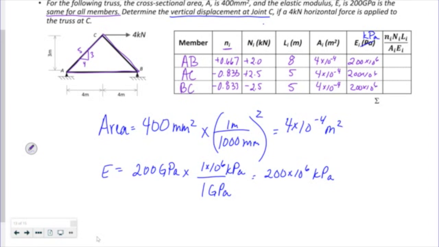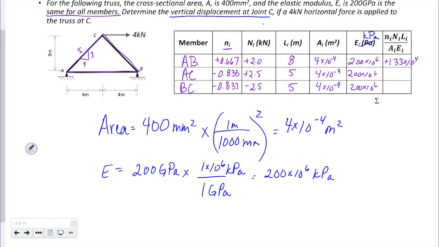So let's see, for each member, I get to calculate the contribution of that member to the vertical displacement at C. So plus 0.667 times plus 2 times 8 divided by 4 times 10 to the minus 4th times 200 times 10 to the 6th, I get plus 1.33 times 10 to the 4th.